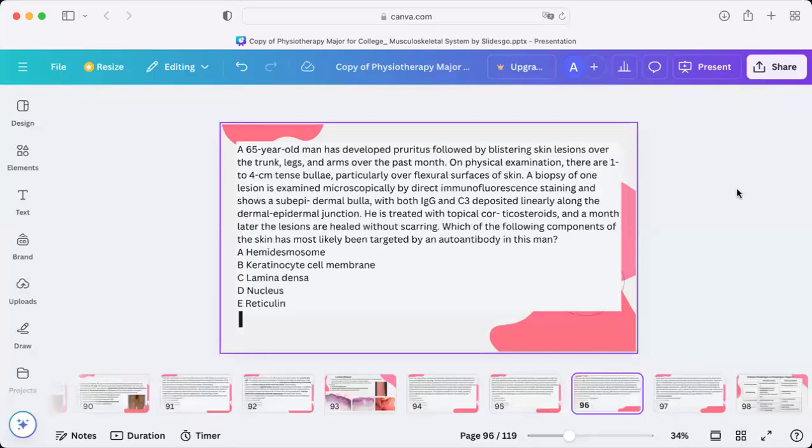We have a 65-year-old man that developed pruritus followed by blistering skin lesions over the trunk, legs, and arms for the past month. On physical examination, there are 1 to 4 centimeter tense bullae, particularly over the flexural surfaces of the skin. A biopsy examined by direct immunofluorescence shows subepidermal bullae, with both IgG and C3 deposited linearly along the dermal-epidermal junction. He is treated with topical corticosteroids, and a month later, the lesions are healed without scarring. Which of the following components of the skin has been targeted? Is it the hemidesmosome, the keratinocyte cell membrane, nucleus, reticulin?